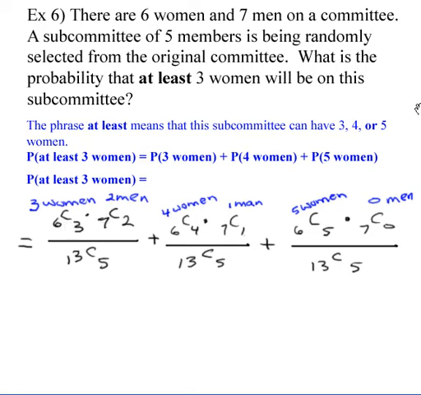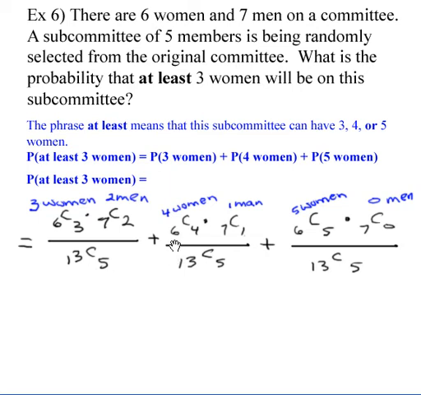So let's just focus on this fraction on the left here. And then for men, there are 7 men to choose from, and we're going to choose 2 of them. And so 6 choose 3 times 7 choose 2 is the numerator of our first fraction. And our denominator is there are 13 people involved, and we're going to choose 5 of them. Now that's the probability of having 3 women.